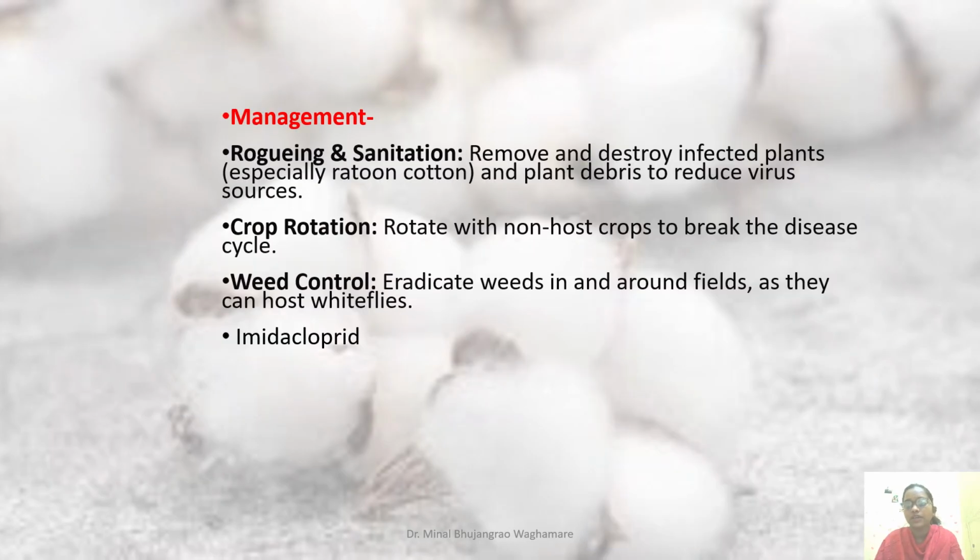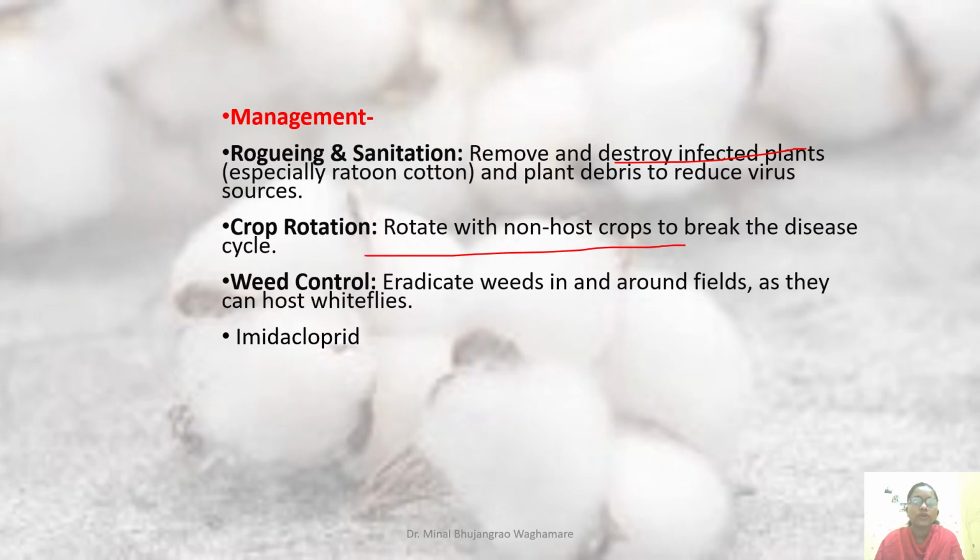Coming to the management, in viral diseases mainly we have to remove and destroy the infected plants. That is roguing, the main important sanitation practice we can do in this. Remove and destroy the infected plants, and also remove the plant debris to reduce the virus source.